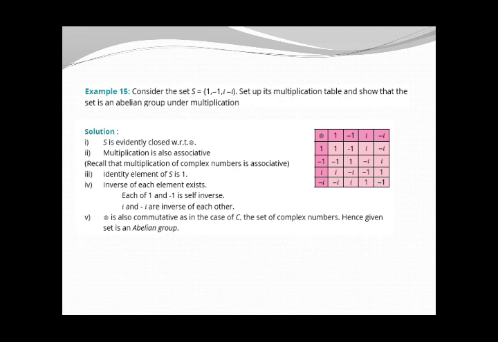And the last one is the commutative property. The commutative property also holds, therefore this set is an abelian group with respect to multiplication.